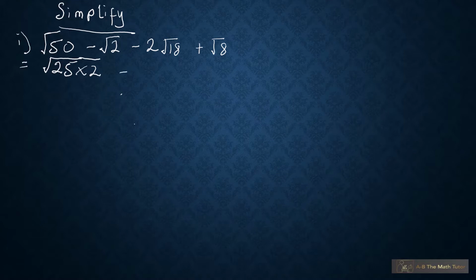So minus root 2, minus 2 root 18 will also need to be broken down into a perfect square and another number multiplying that perfect square. In this case, we can think of 9 times 2, plus root 8. And root 8, we can also further simplify by writing it as the product of a perfect square and 2. So there we have it.